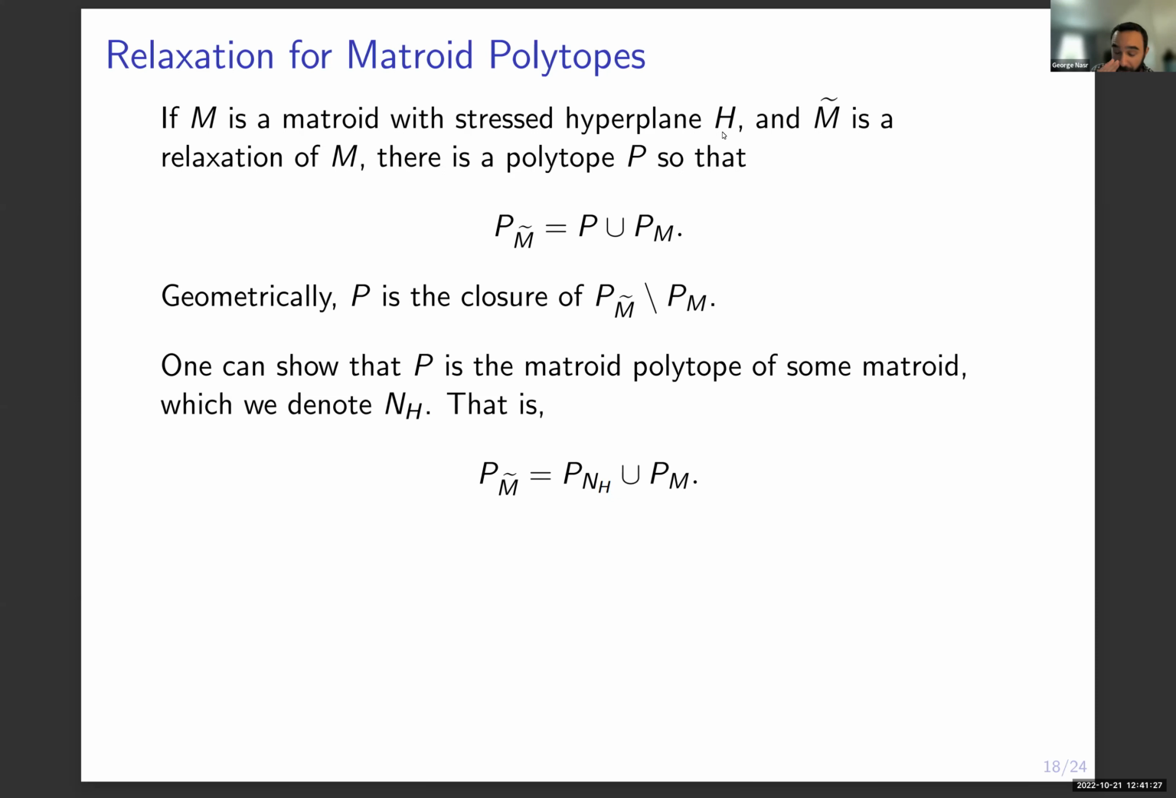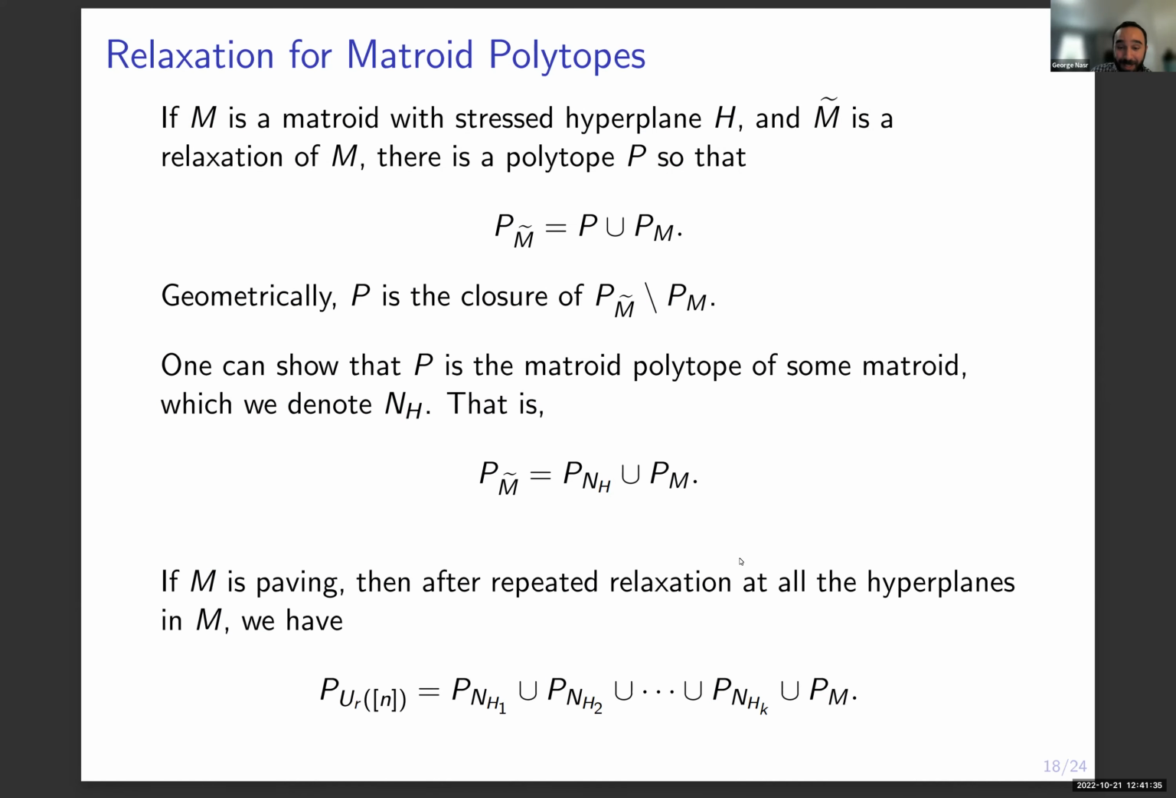If M was a paving matroid to begin with, I can continuously relax it until it becomes a uniform matroid. So in that case, I can just continue to glue on all these various chunks until I actually recover the base polytope for the uniform matroid. So this gives you a way of starting with a base polytope of a uniform matroid, which by the way is a hypersimplex for those that like that object, and it slices off a bunch of chunks in a way that you can witness the original base polytope. So here I'm just doing repeated relaxations to this formula here.